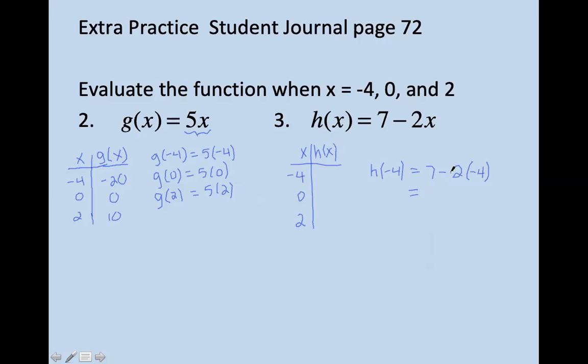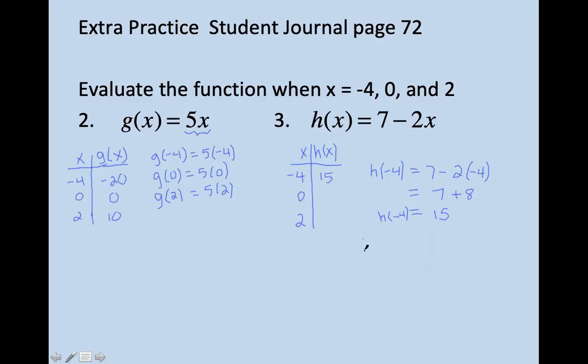All right, I do my order of operations. I'm going to multiply these first. This is a -2 times a -4, which would be a +8. So I have 7 plus 8 is 15. So H of -4, when I input my first value, -4, I get out a +15.